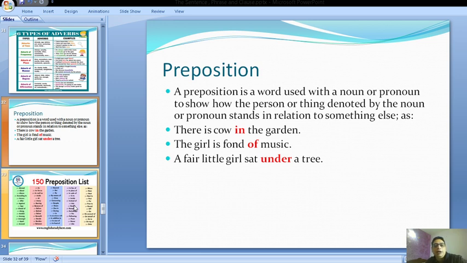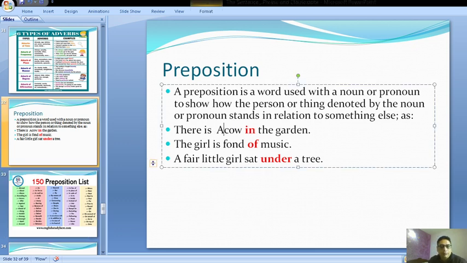For example, there is a cow in the garden. The girl is fond of music. A fair little girl sat under a tree. So this in, of and under, what does it do? It's a word used with a noun or a pronoun to show how the person or thing denoted by the noun or pronoun stands in relation to something else. So we are trying to show the relation between two nouns or two pronouns. That is called the preposition.